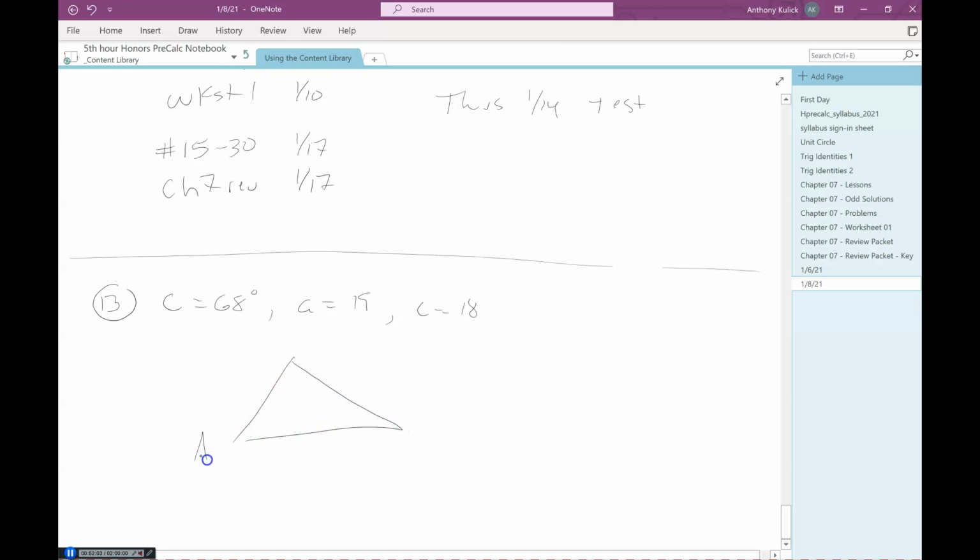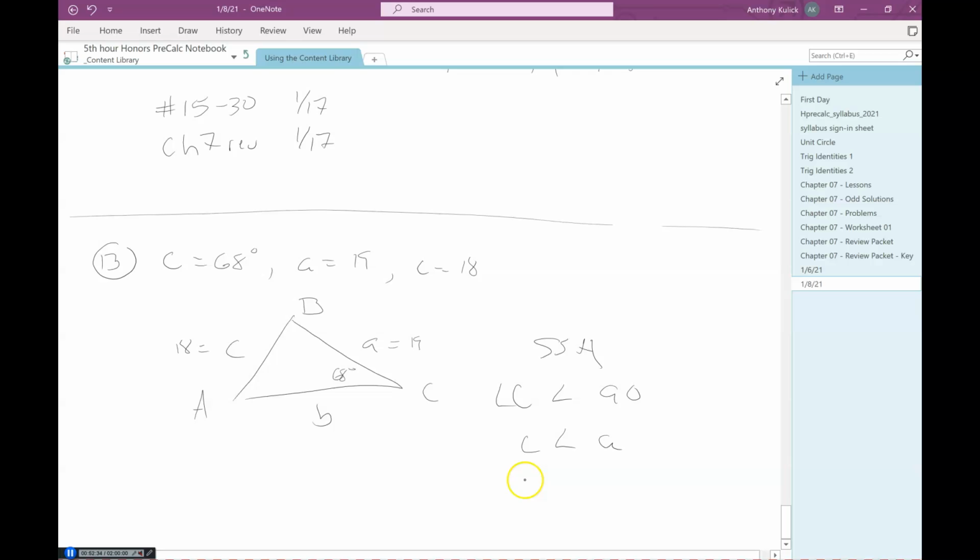So if we have our triangle here, so 68, 19, and 18, this is an SSA situation, right? Because we have the angle not in between the 2 side lengths. And we have that our angle is acute. And we have the side opposite that acute angle shorter than the other one. So this is the ambiguous case.